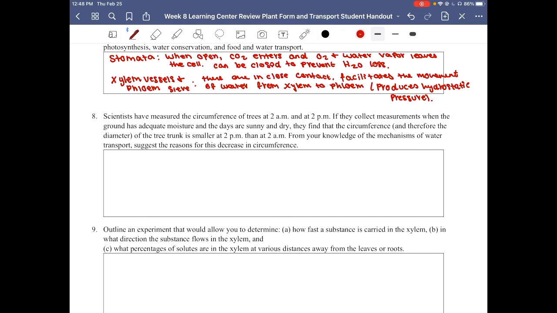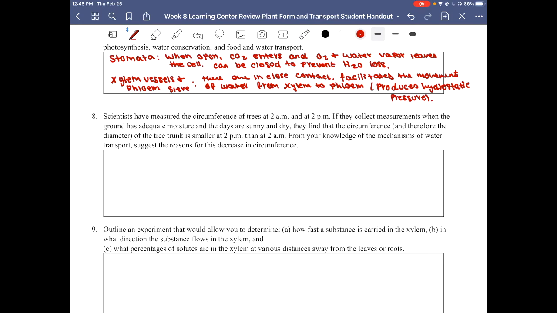Scientists have measured the circumference of a tree at 2 a.m. and at 2 p.m. If they collect measurements when the ground has adequate moisture and the days are sunny and dry, they find that the circumference, and therefore the diameter, of the trunk is smaller at 2 p.m. than at 2 a.m. From your knowledge of the mechanisms of water transport, suggest the reason for this decrease in the circumference.